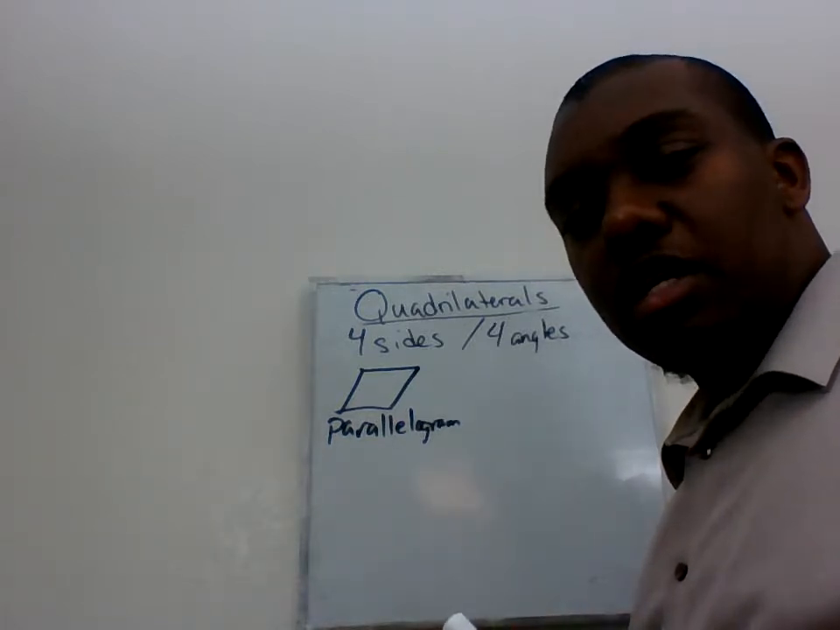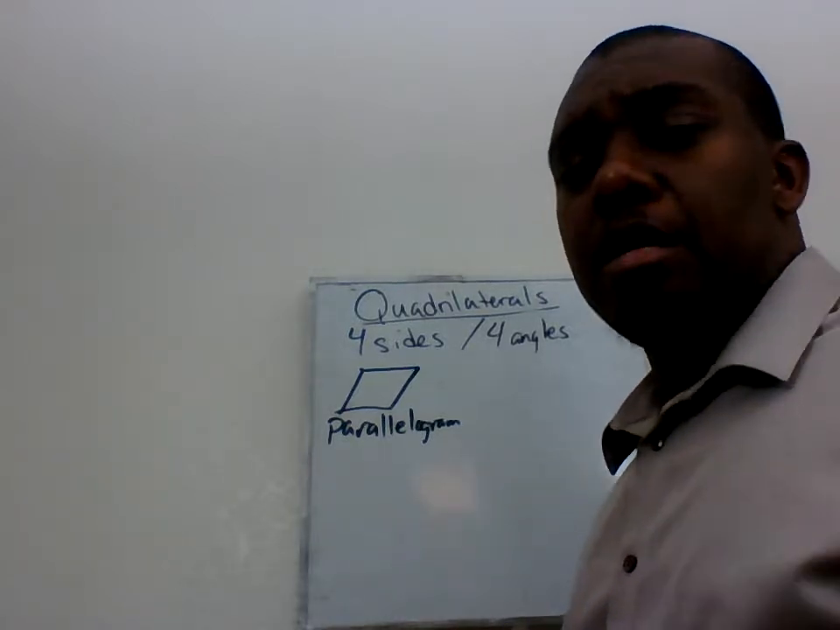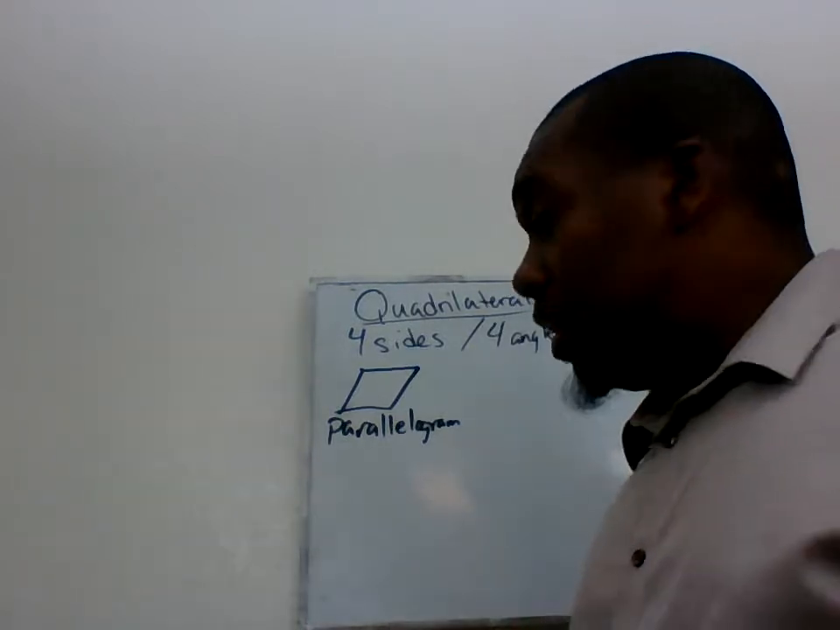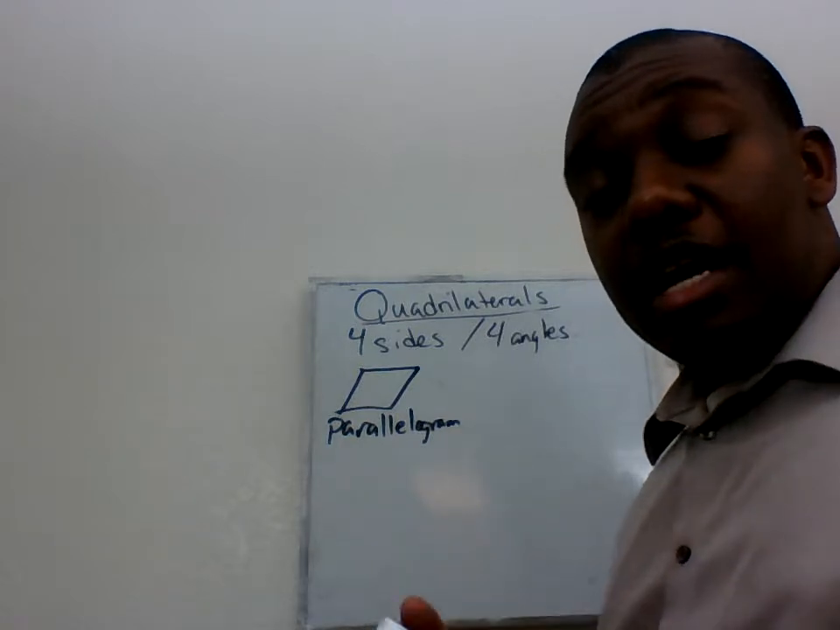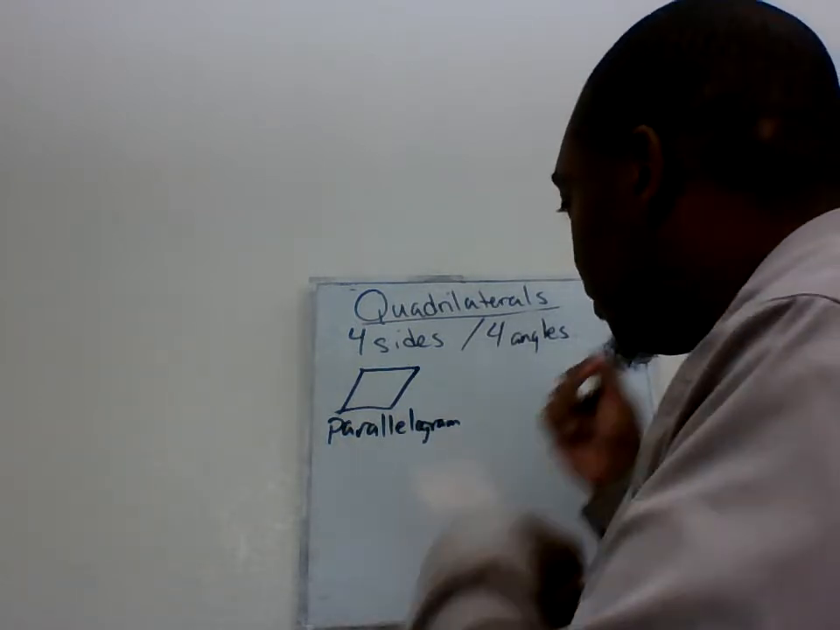Well, what else can we do with a parallelogram? A lot of times people just say, oh, it's a rectangle that's slanted. That's one way to look at it. But the reason people say that is because a rectangle is a parallelogram. Let's take a look at a rectangle.